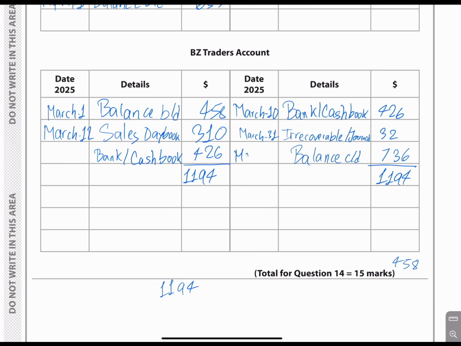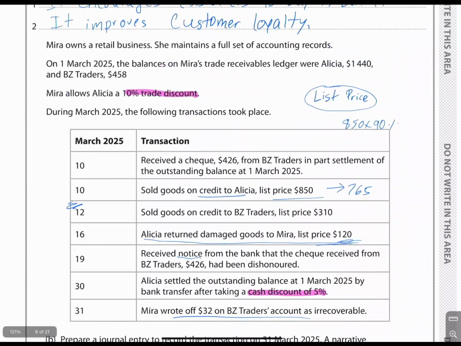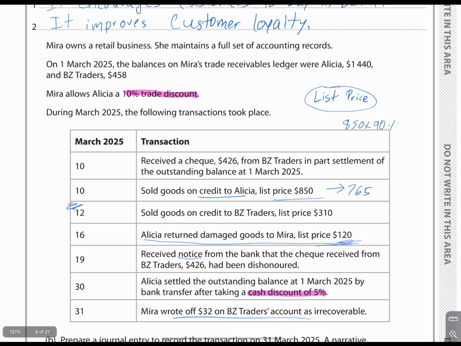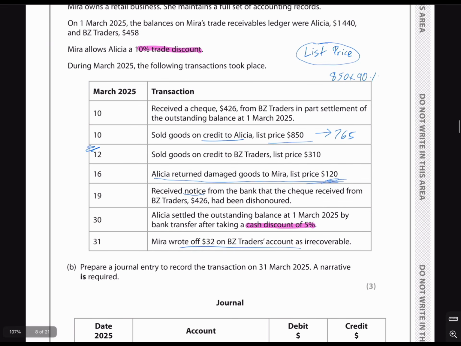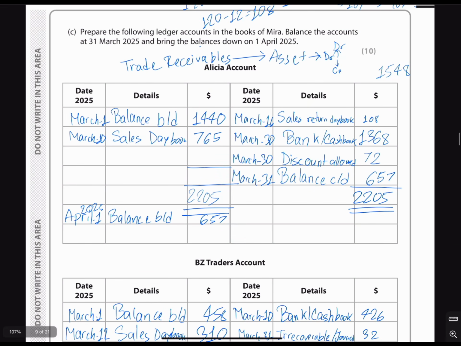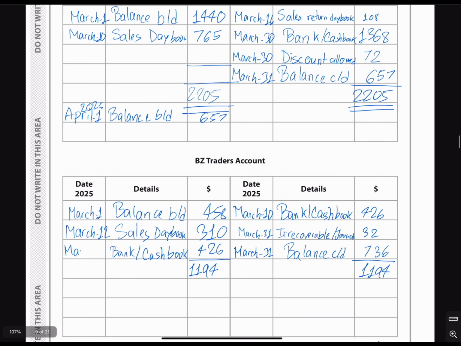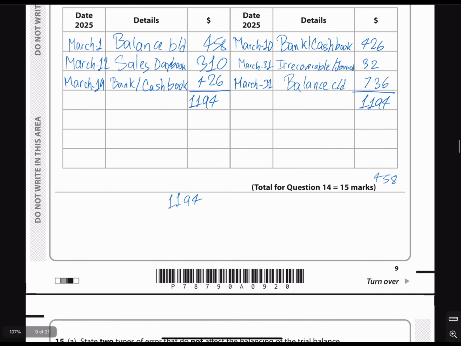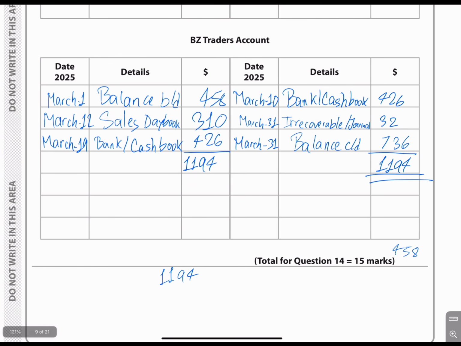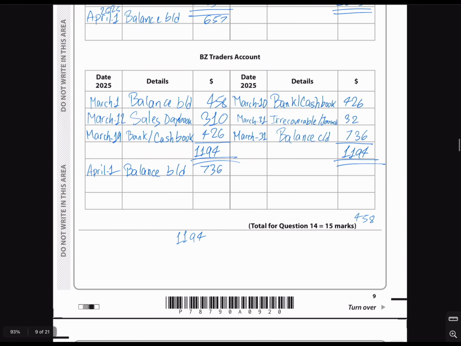Also write the date, March 31st. When was the check dishonored? On March 19th. So we have got to close the accounts. Balance CD would be on balance PD. Balance PD would be on the opposite side, which is 736. April 1. So we are done with the BZ Traders account.